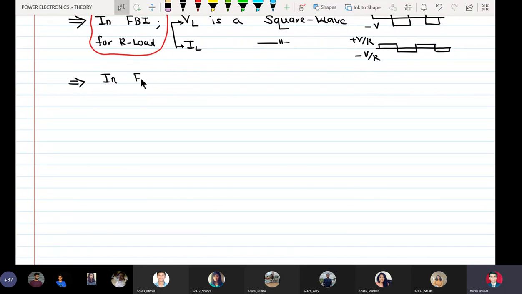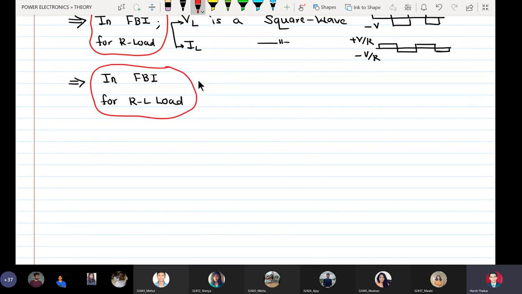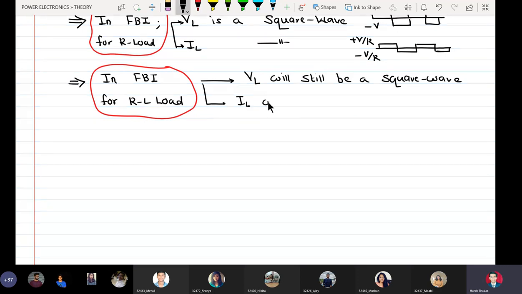But in full bridge inverter, for RL load, VL will still be a square wave, but IL will show charging and discharging nature.